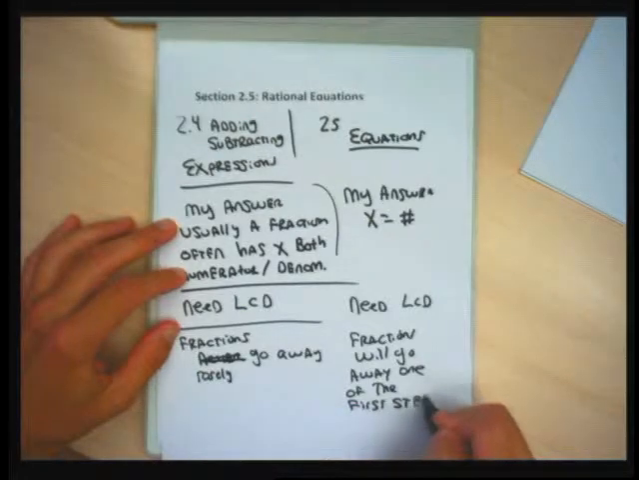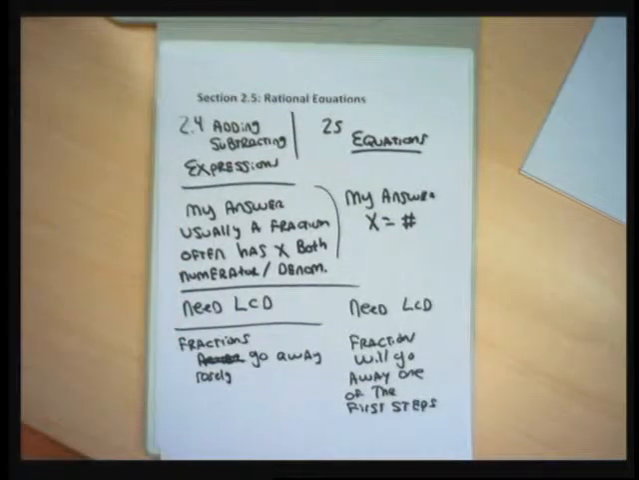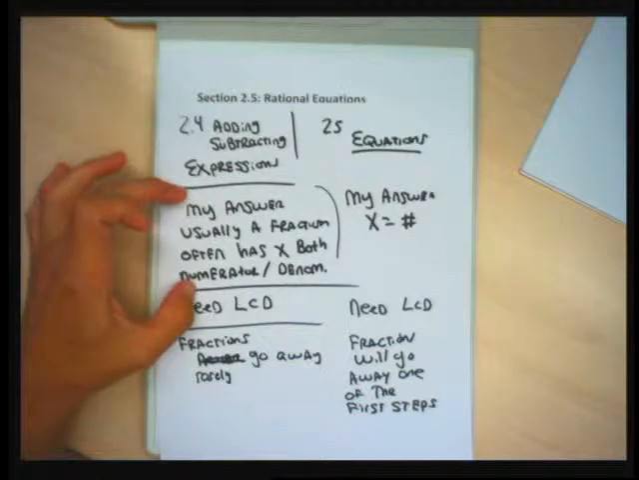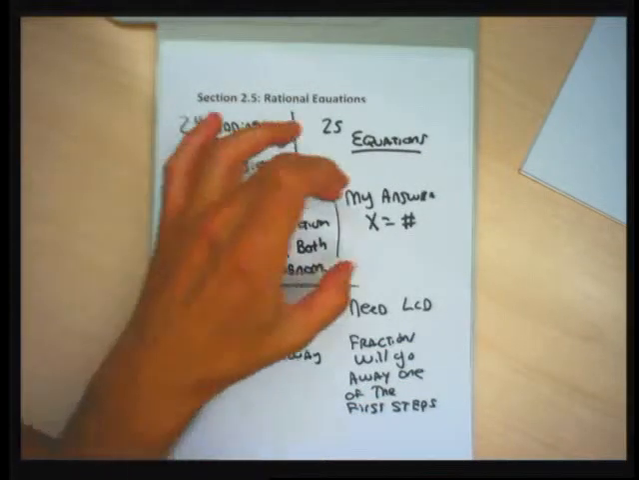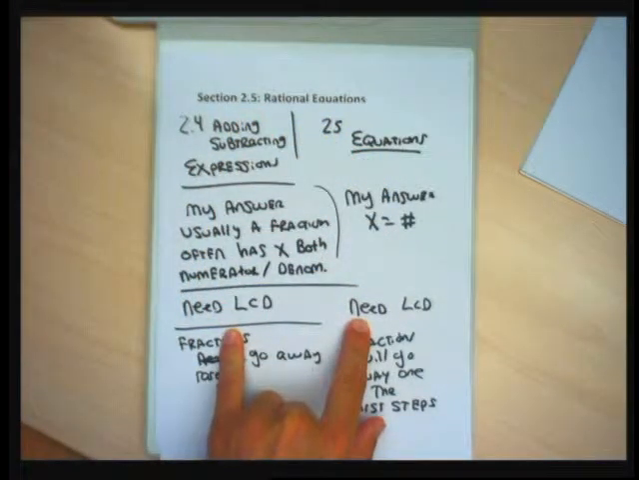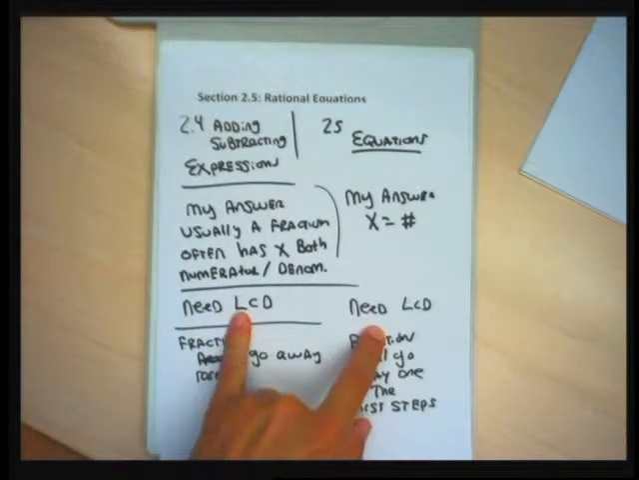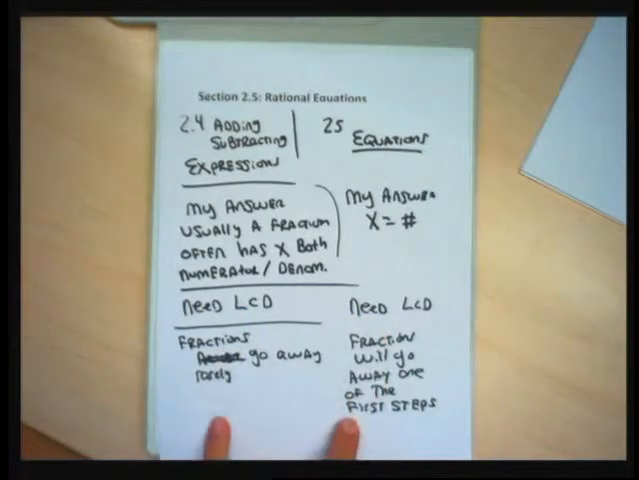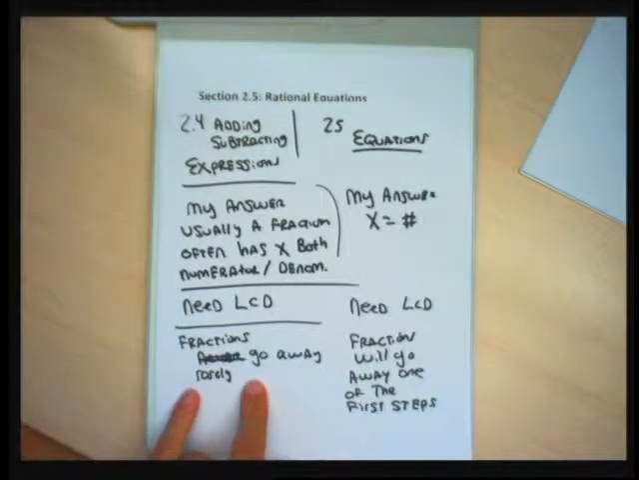Sorry for the scribble. So the big difference between 2.4 and 2.5 is the equal sign. And the equal sign will make the answers not be fractions that have x in the numerator and x in the denominator. My answer is going to be x equal to some number. Both 2.4 and 2.5, I need the LCD, but I do something different with the LCD in 2.5 than I do in 2.4. And in 2.4, the section that we did yesterday, or whenever you looked at that video, the fractions were generally in my answer.